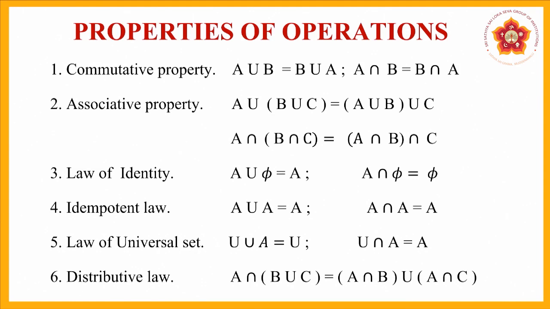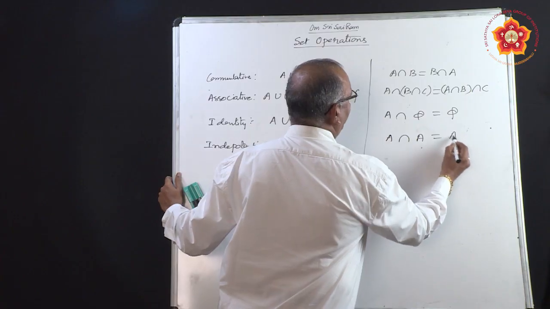It is called the idempotent law. Idempotent law means you use the operation on a set with itself. What happens if you take the union of A with A? The answer is A. Similarly, A intersection A is also equal to A.